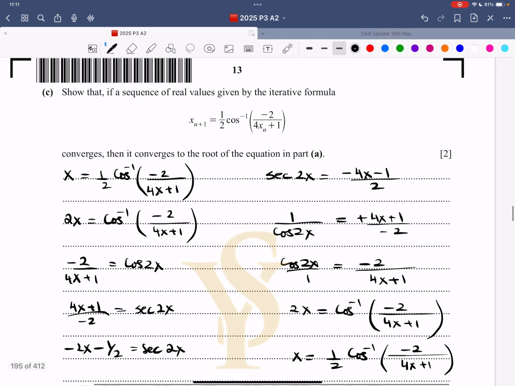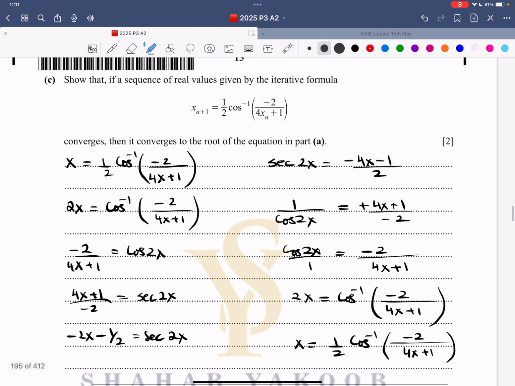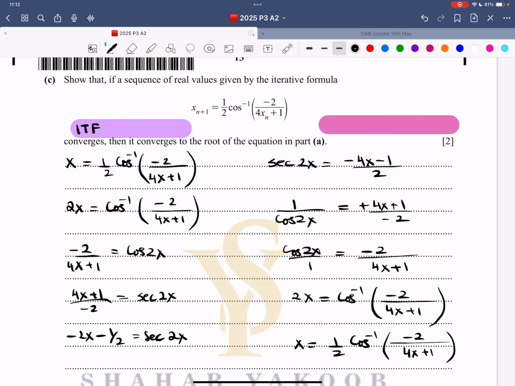And then again the same thing. Show that if the sequence of values given by the iterative formula converges, then it converges to the root of the equation in part 1. Basically, you can either show that the iterative formula make it equal to the equation, or the equation make it equal to the iterative formula. Got the idea? So now over here, the very first thing as usual, remove n plus 1, remove n.